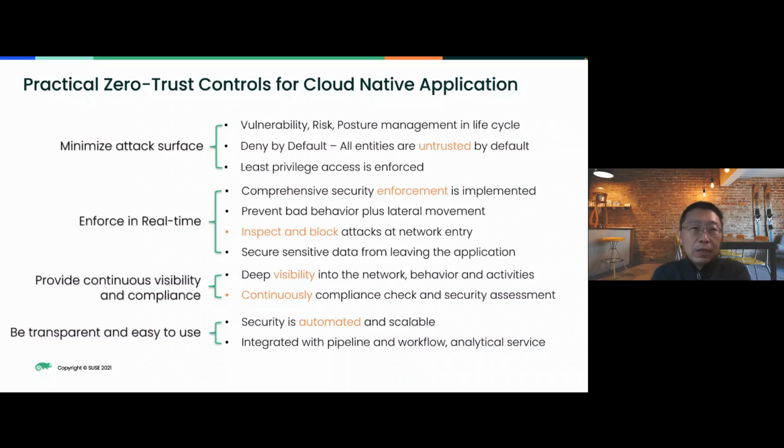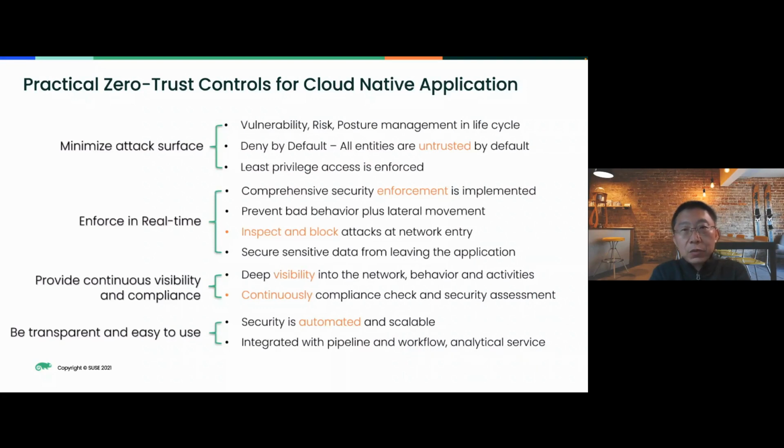Then once you have a real-time enforcement policy in place, you can enable continuous visibility and the compliance check for your environment. You do deep visibility into the network behavior activities. Like, this container is a database container. It should always just run the database service. Why did it launch a malicious process in this container and do something you have never seen? That's already a really, really bad sign.